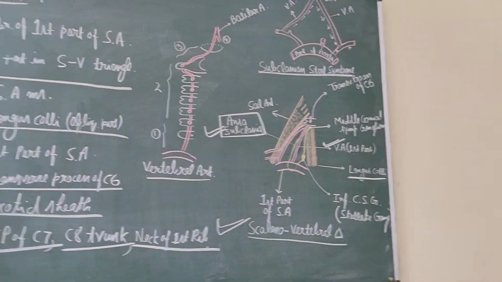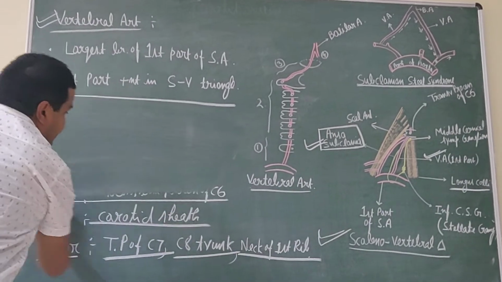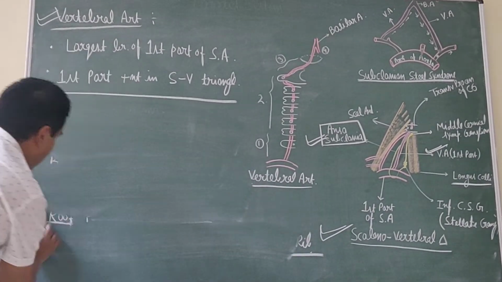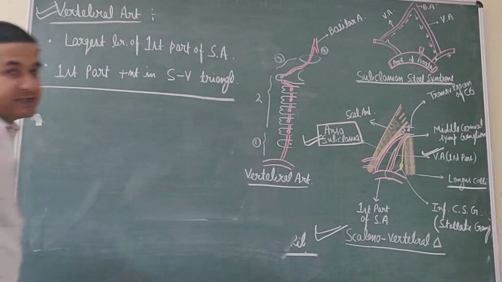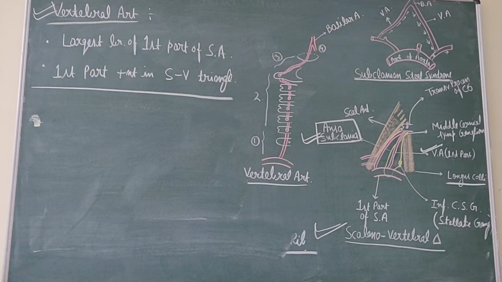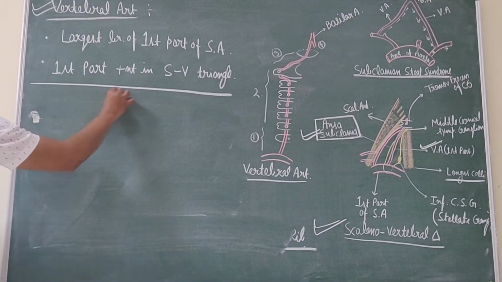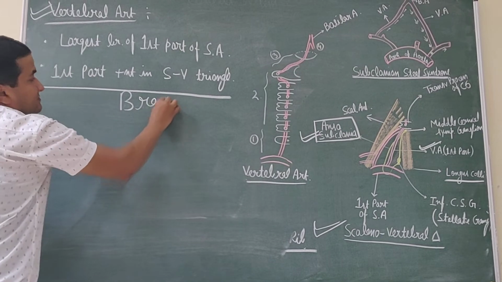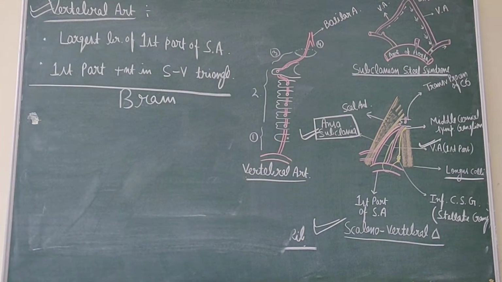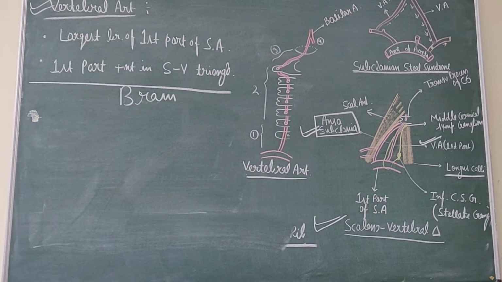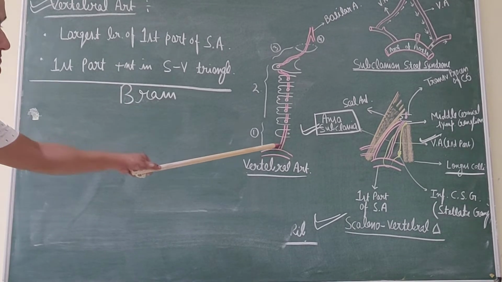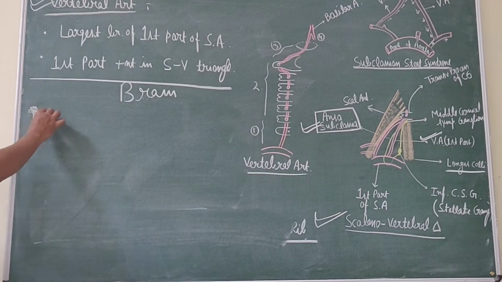Now, the vertebral artery. This artery is one of the chief arteries that supply the brain, particularly the posterior cranial fossa region and the cerebellum region. This artery is divided into four parts.